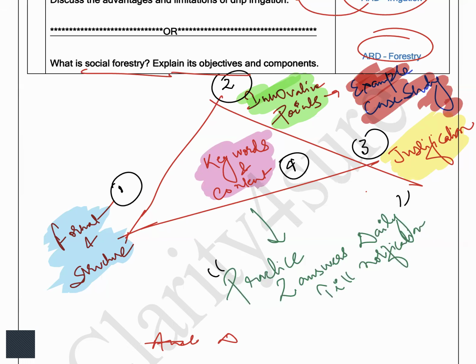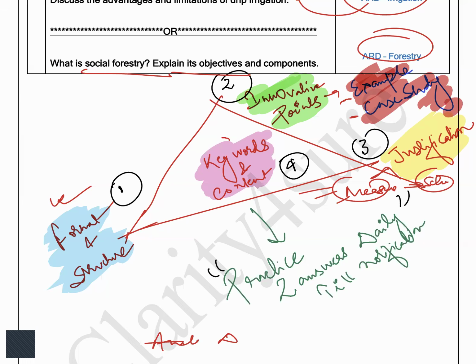So the first thing is format and structure. When the evaluator evaluates so many copies, your format and structure is very important to attract him. Next are the innovative points, the examples, the case studies that you can insert to make your answer different from your competitors. Then justification of all the components of the answer. As I said, if they have asked for measures, students start writing about the schemes. They're not asking for schemes, they are asking for the measures. Measures can be technical, political, policy wise, economic, technological, many things can be there.